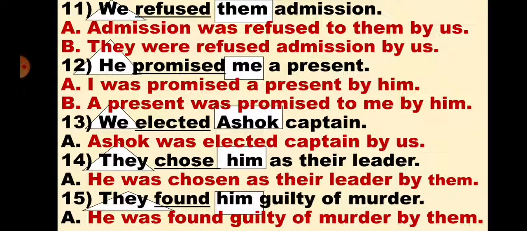15. They found him guilty of murder. They is a subject, found is a verb, him is an object. Him, when it comes into a subject place, it will become he. He, it's a singular, so we'll use verb was. Found, already it is in the third form, so same we are going to write here, found. He was found guilty of murder, add by, and they will change into them. He was found guilty of murder by them.